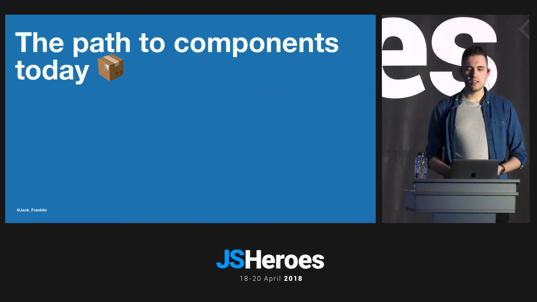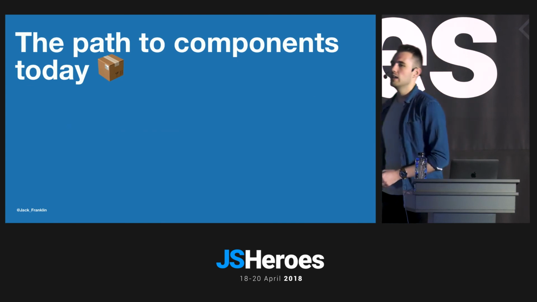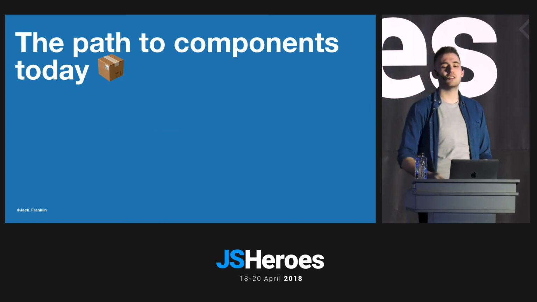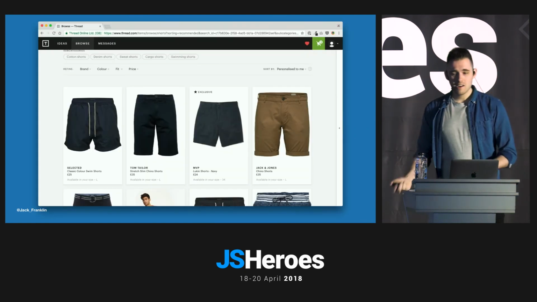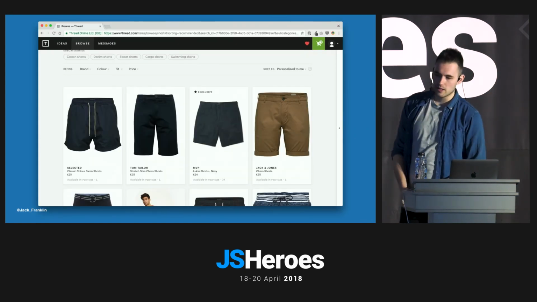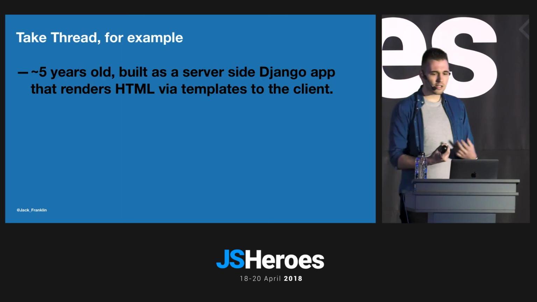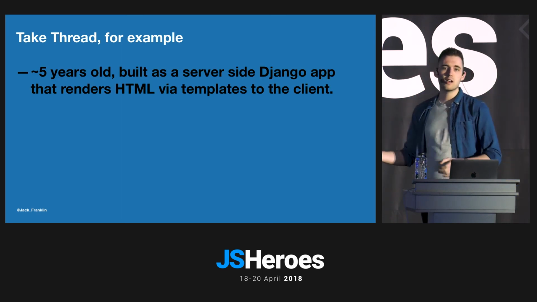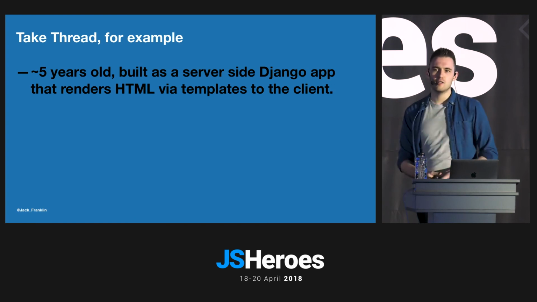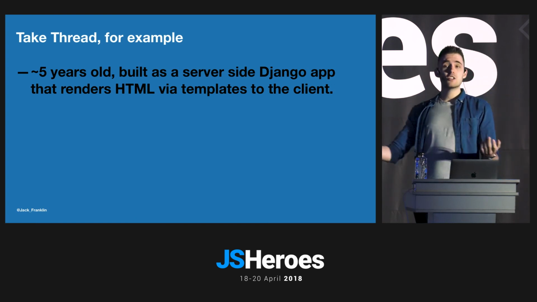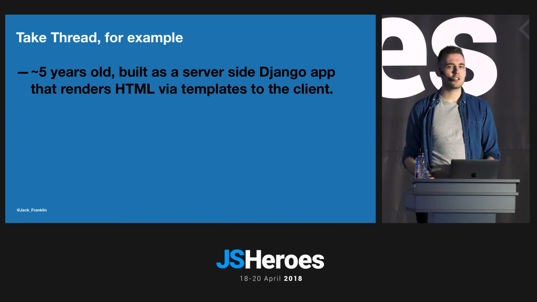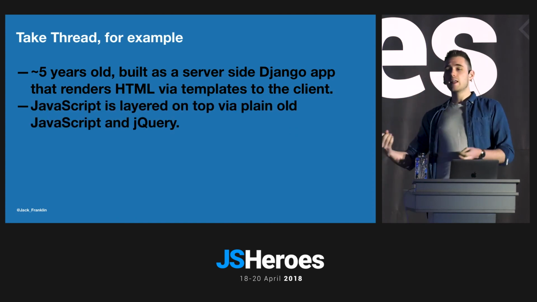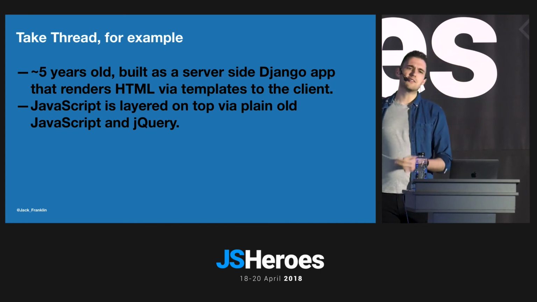In my final few minutes, I just want to talk about the path to components today. What happens if you're at work and you like this approach and you want to start introducing it to your existing app? Thread is actually a really good example of this. Thread is five or so years old. It's a server-side rendered Django application. Django is like Ruby on Rails-ish, but for Python. And it renders HTML via server-side templates, much like many websites do. The JavaScript historically was just layered on top via some jQuery or plain JavaScript or whatever.